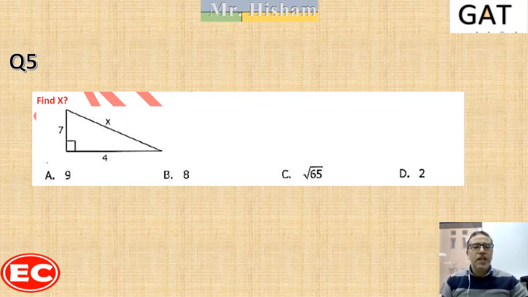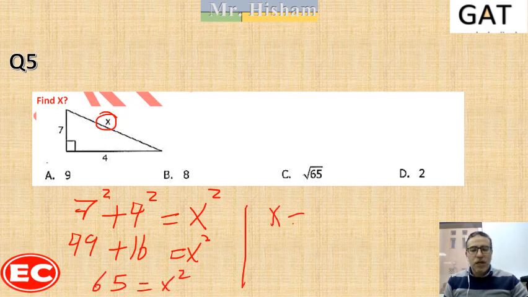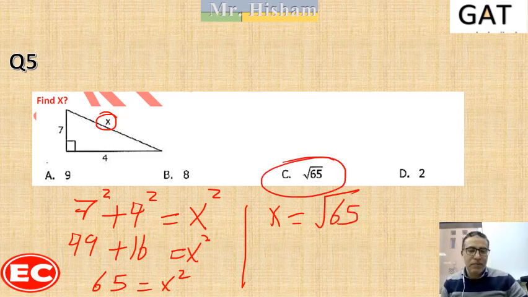Question number 5: I have a right angle triangle and I have the lengths of the legs, but I'm missing the hypotenuse. So 7 squared plus 4 squared is equal to x squared. So 49 plus 16 is equal to x squared. 9 plus 6 is 15, carry 1, 4 plus 1 is 5, so 65 is equal to x squared. By taking the root, x is equal to the root of 65. I want the answer as a radical since I'm not using the calculator, so the right answer is C.